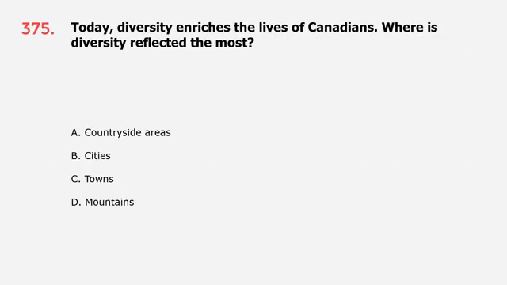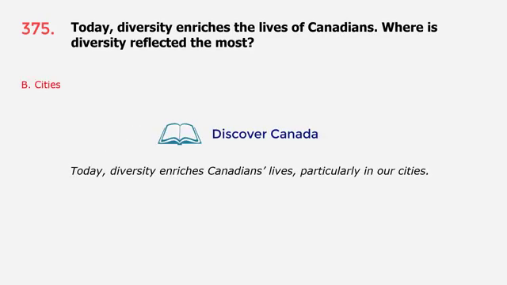Question 375. Today, diversity enriches the lives of Canadians. Where is diversity reflected the most? A. Countryside areas. B. Cities. C. Towns. D. Mountains. The answer is B. Cities.